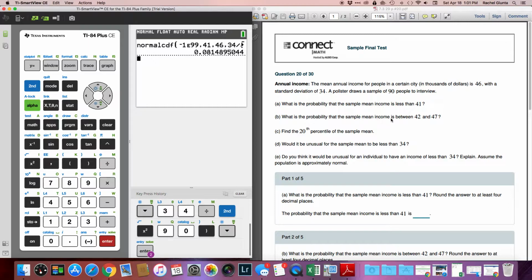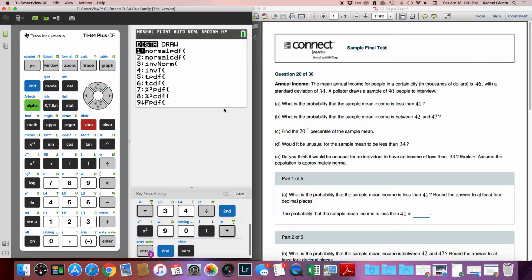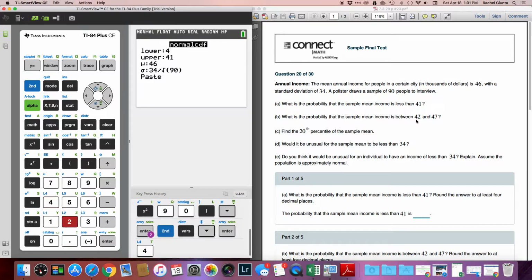Probability that the sample mean income is between. Between is kind of the easiest case because it's probability. We're still going to use normal CDF. And if it's between, then we just put those two numbers in for the lower and the upper, and we don't have to use the 1E99, any of that. Mean stays the same. Standard deviation is still going to be divided by square root of 90 because we're still talking about a sample mean here. Paste.